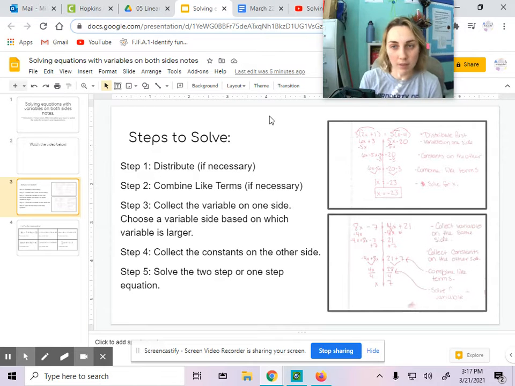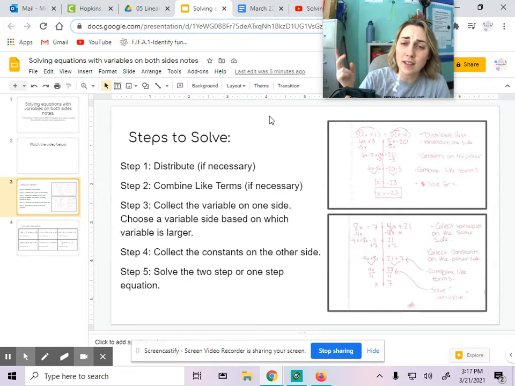After you distribute, if necessary, you have to combine like terms, if necessary. So a couple of weeks ago, we simplified expressions where we located our like terms and we were able to combine them. Well, same thing here. Before we can solve our 1 or 2 step equation, if we can combine like terms, we do have to do that first before we do anything else. So distribute if necessary, and then combine like terms if necessary. But again, there's going to be cases where you don't have to do either of those things.